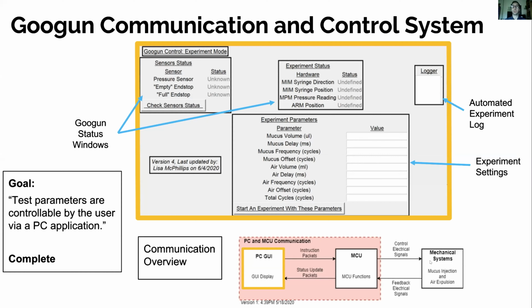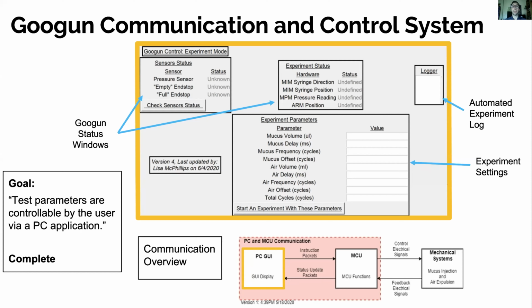In addition to controlling the system, the feedback packets are also sent back to the GUI, where statuses of the system are reported back to the user, such as the MPM pressure levels. Additionally, the GUI tracks the experiment history by keeping a log of experiment parameters sent to the microcontroller. These are displayed in the automated log window shown here. This information is also logged in an external file as requested by the client.